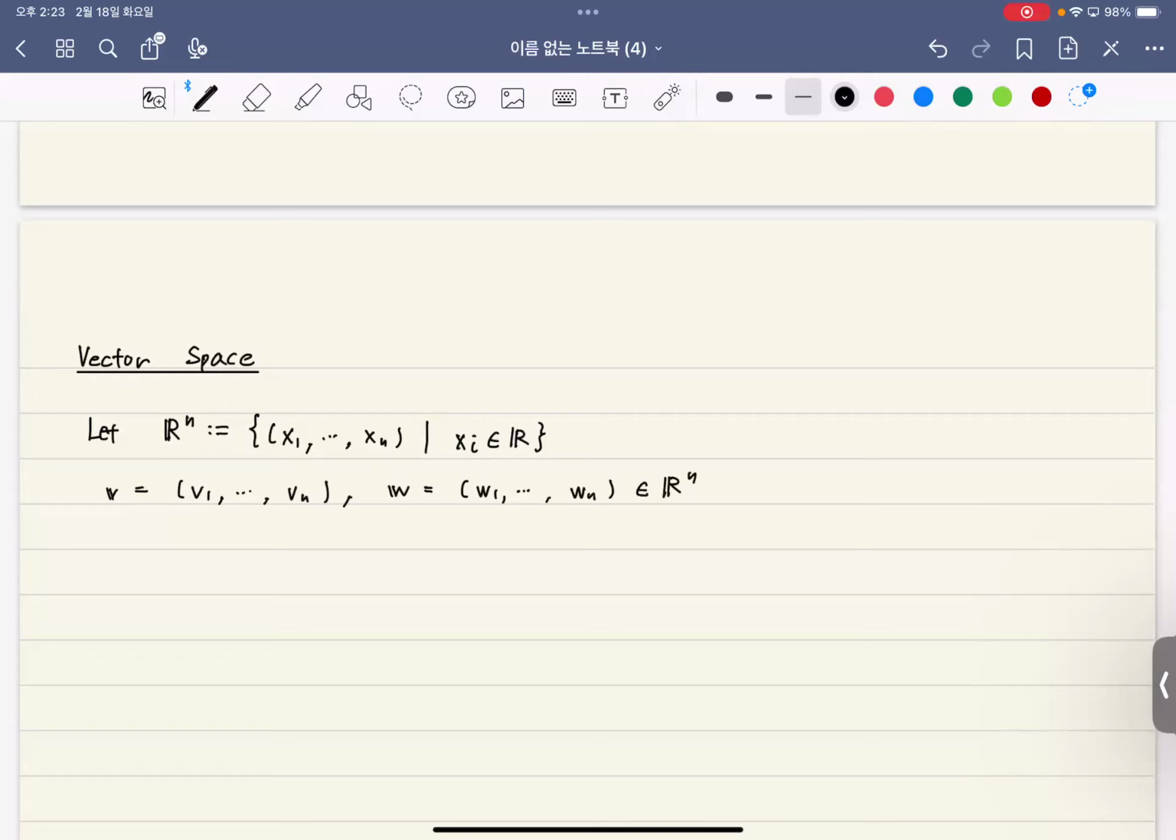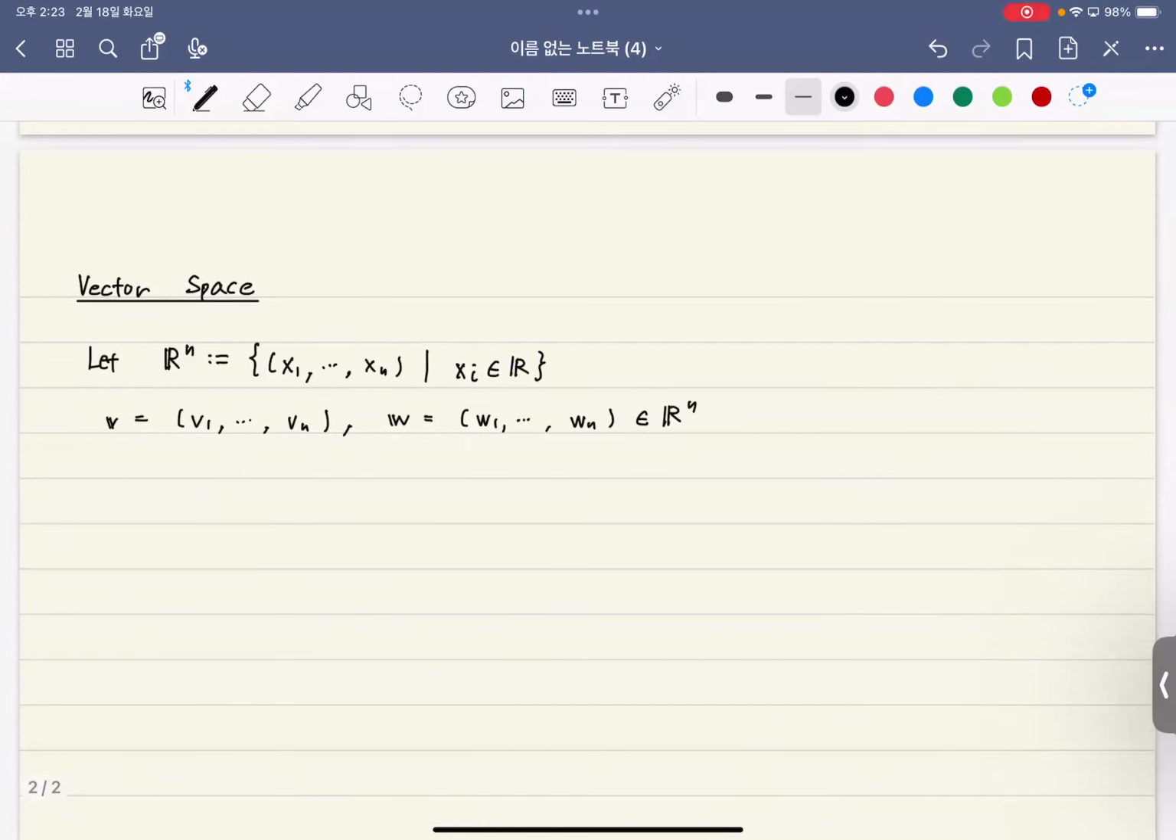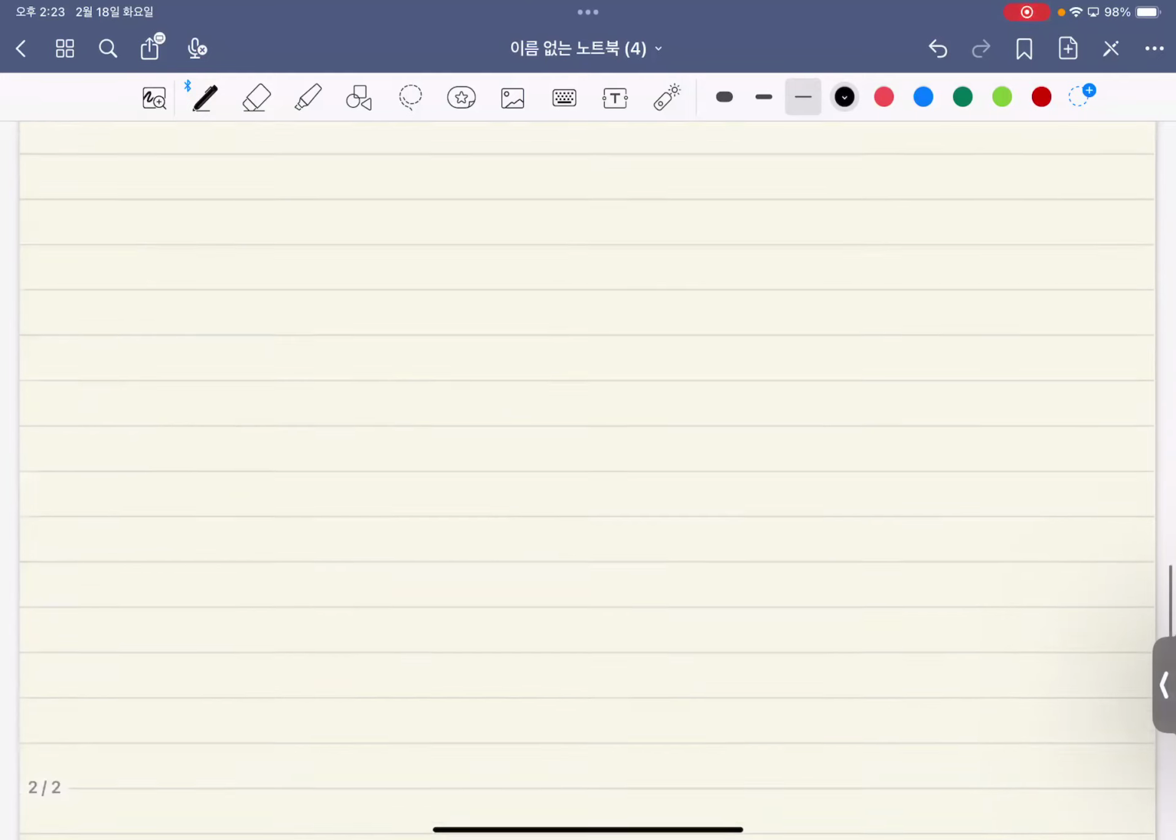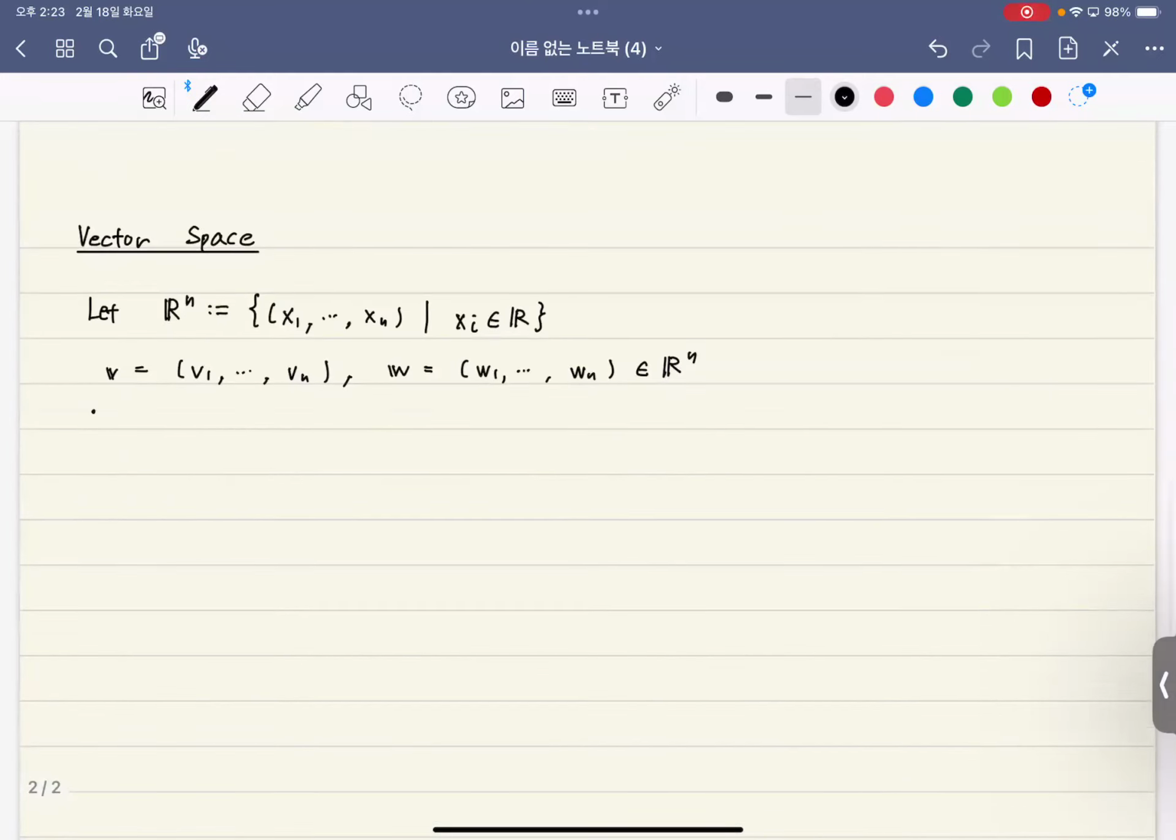Well, suppose that I have chosen 2 random elements out of Rn, v and w. In this case, I can introduce 2 operations on these v and w. The first one is the addition, or vector addition. What is the vector addition? Which is very easy. It is defined as nothing but a component-wise addition. So this is the vector addition.